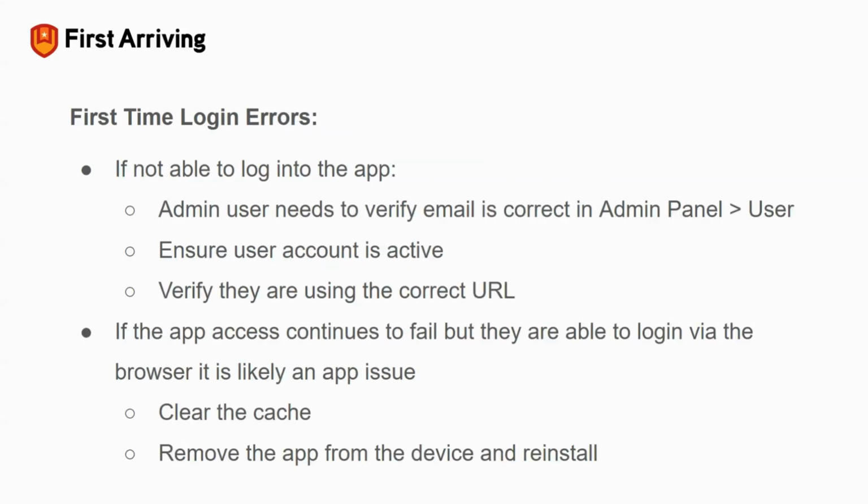If a member can't log in through the app, verify in the admin panel that their email is correct, their account is active and they have a role assigned, and they're not accidentally trying to use an old login or URL. If the app continues to fail, but the web browser access works just fine, it's likely an app-specific issue. Update the app, clear the cache, or reinstall the app altogether to get it to work.